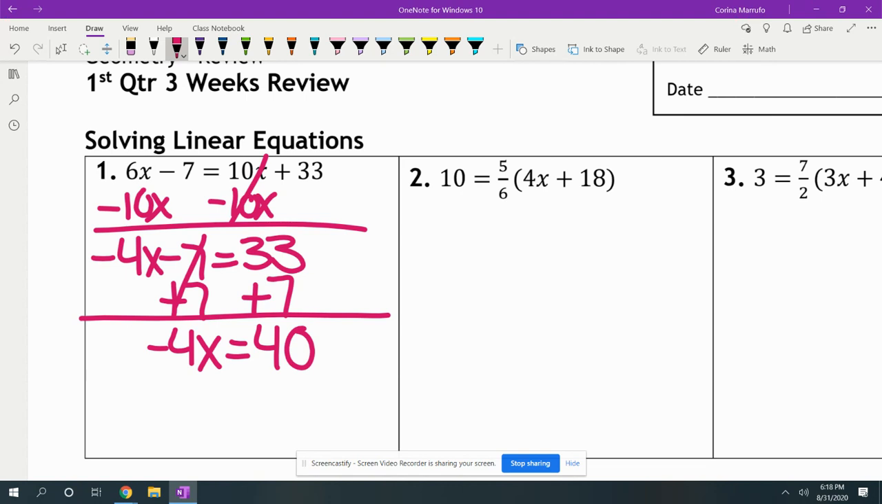Then from there, we go ahead and solve for x by dividing both sides by negative 4. And we get x equals negative 10. All right, the next one, we have 10 equals 5 over 6x plus 8.